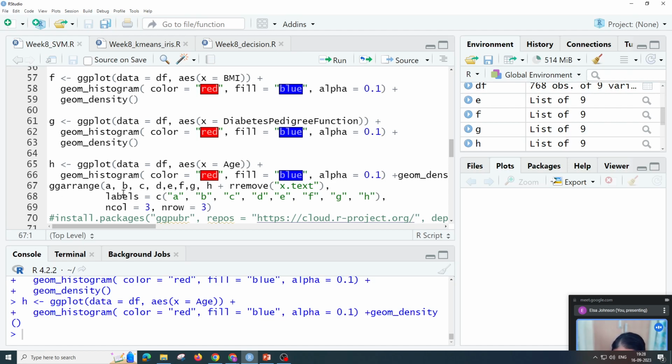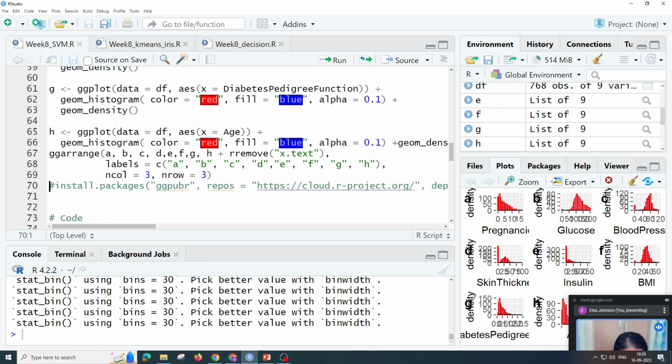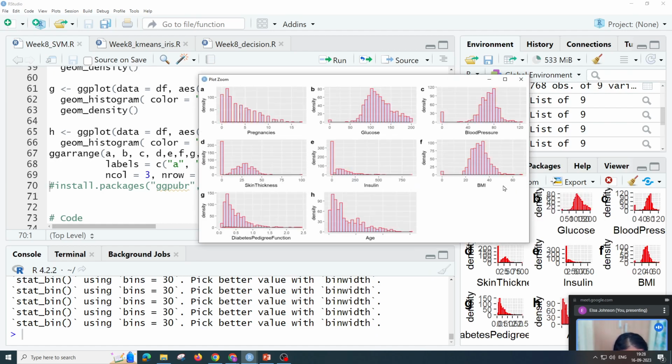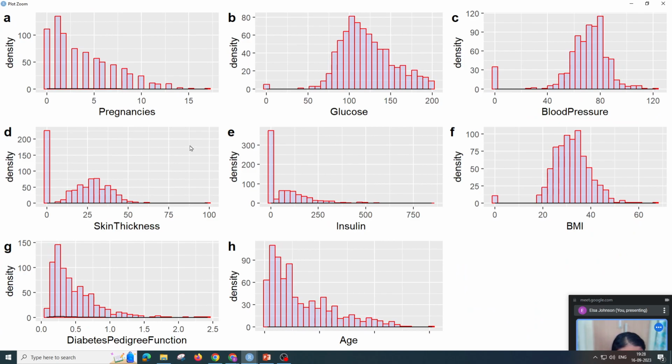Now I am arranging all the different plots which I have given, like ggplot and histogram with density. Then I am giving a ggarrange, and then I am plotting. So here you can see this particular plot. Since I have done it like that, for each of the different columns I am doing a density plot with a histogram. I have given geom_histogram, that's why the data has come as a histogram.